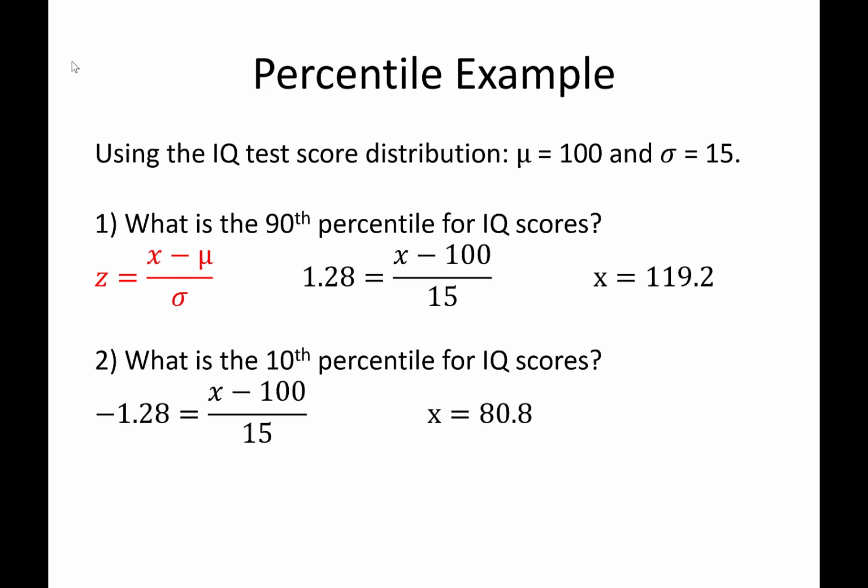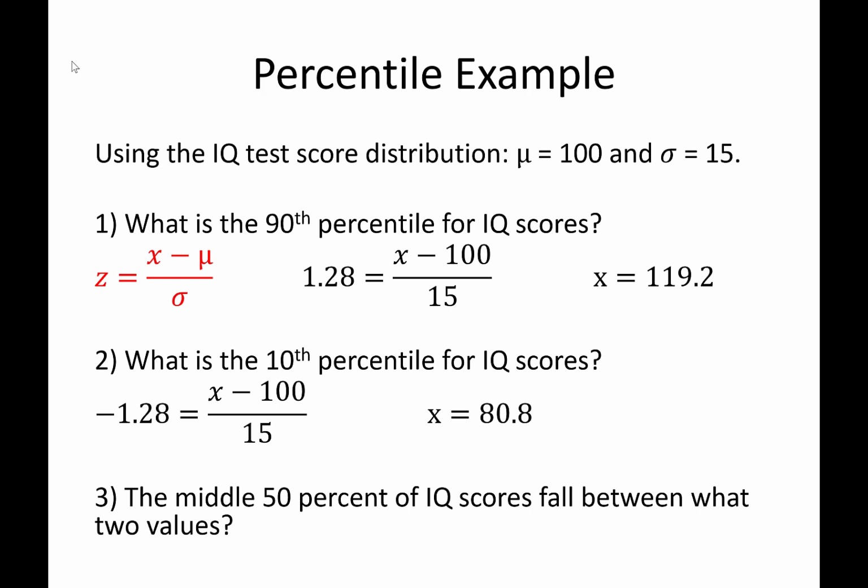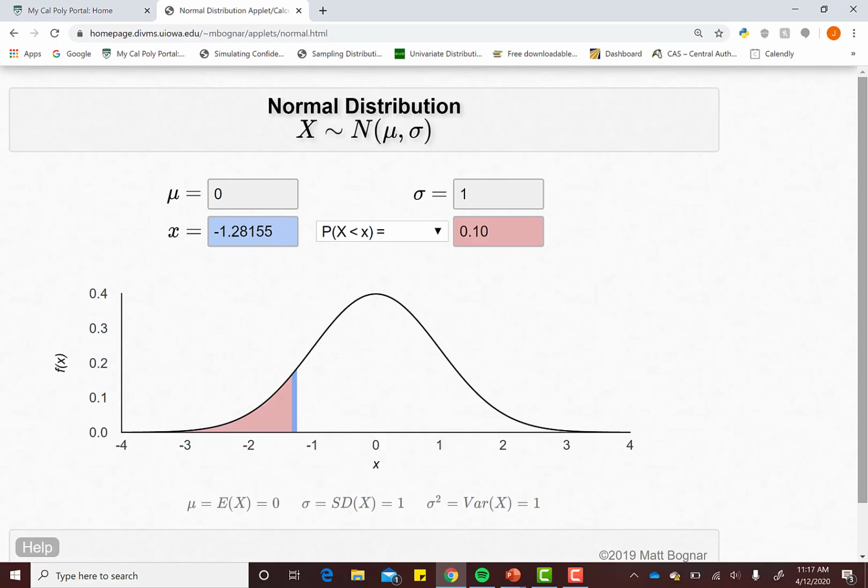There are different types of areas that we may be interested in. So I'm going to do maybe a little bit more complex example. Let's find the middle 50% of IQ scores fall between what two values? We'll go back to the normal distribution calculator. The normal distribution calculator is going to allow us to find what we'll call the central 50% of observations. So I'm going to turn this probability into 50% or 0.5.